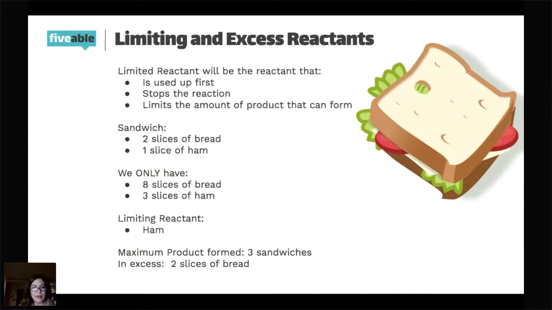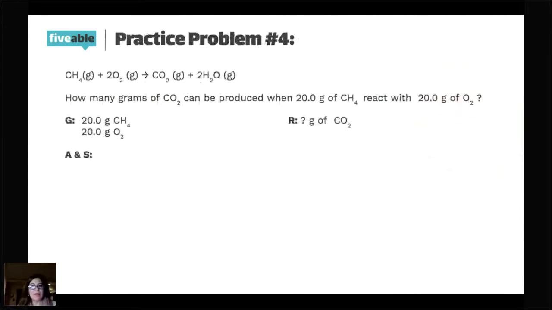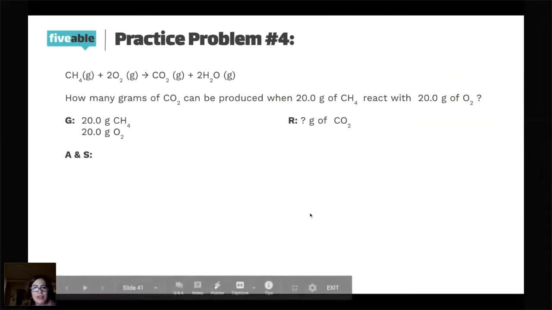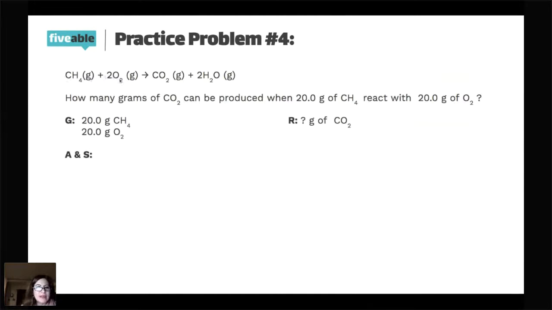So let's do an example with this kind of concept. Suppose that we have again the same reaction, and now they're asking how many grams of carbon dioxide can be produced when 20 grams of methane react with 20 grams of oxygen. Notice how they're giving us two givens, and both of them are reactants. So this is a hint that we need to figure out which is the limiting reactant first.